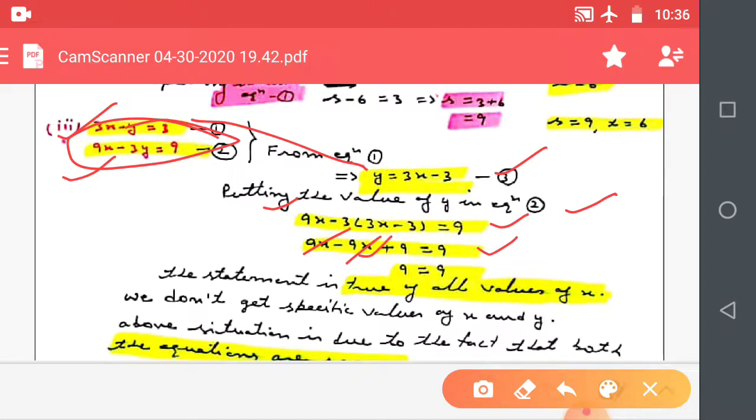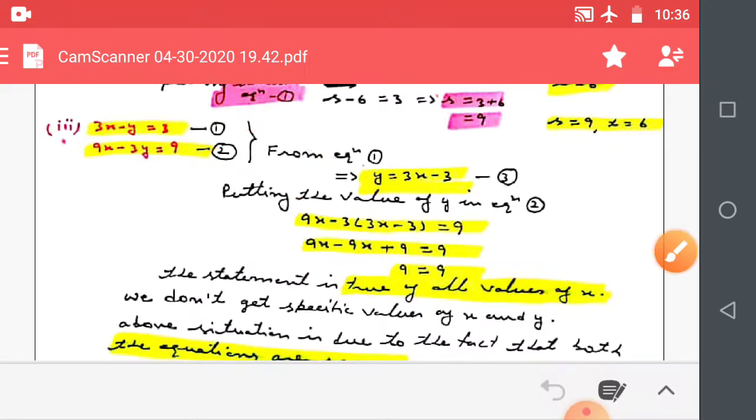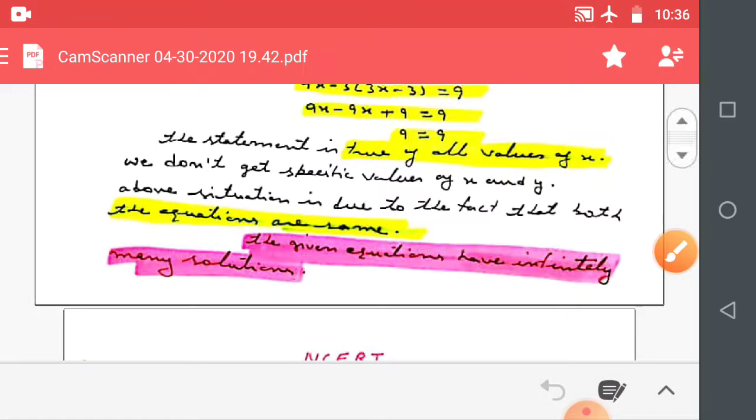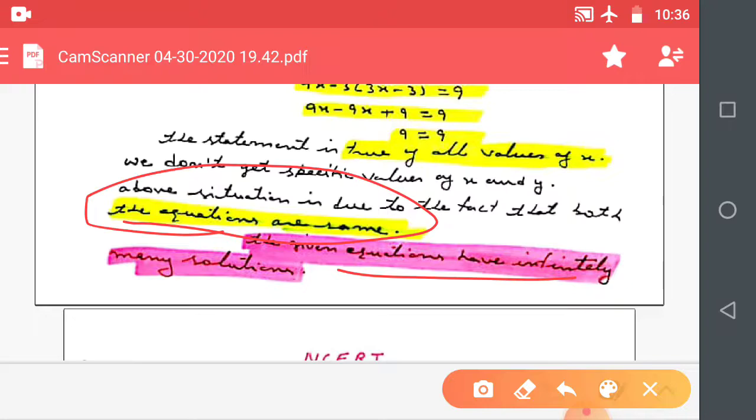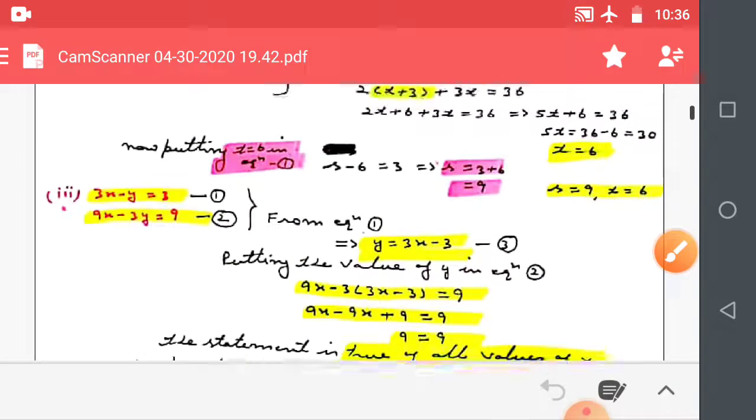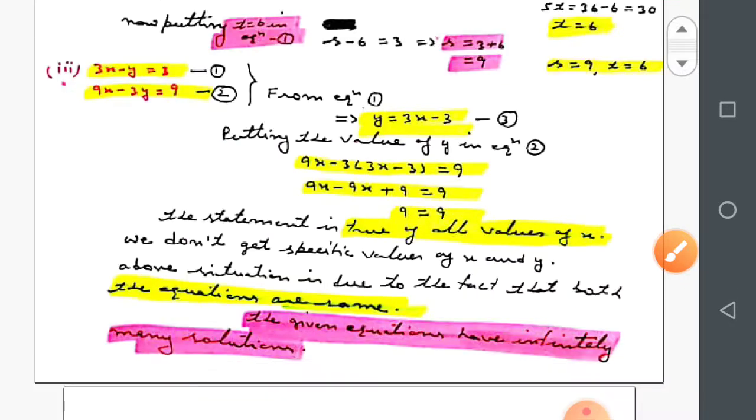There is no variable. The statement is true for all the values of x. So many values of x are there, so we don't get a specific value of x and y. Why? Because the above situation is due to the fact that both equations are the same situation. All the equations are same. The given equations have infinitely many solutions.